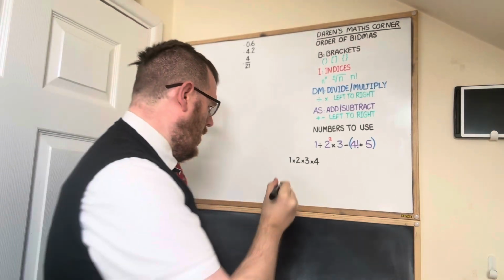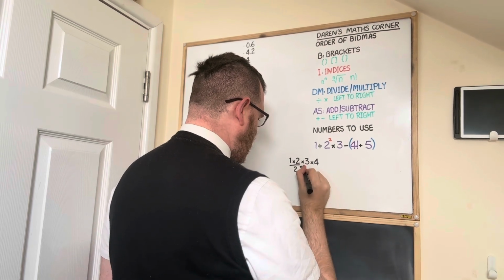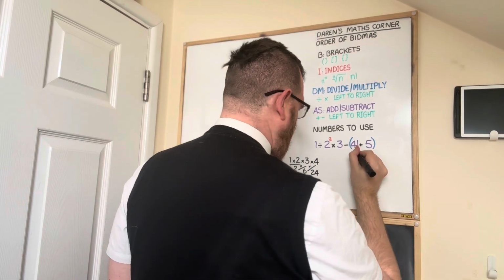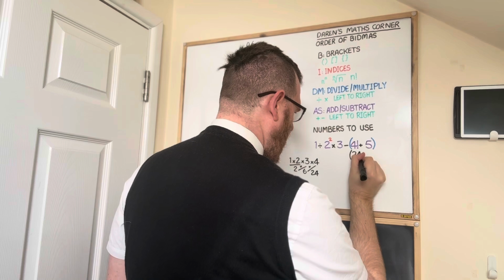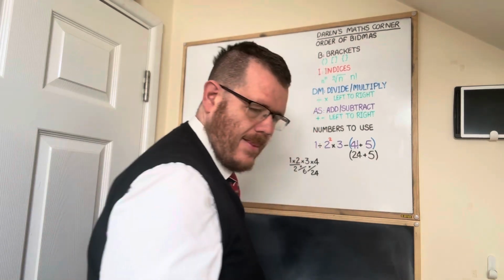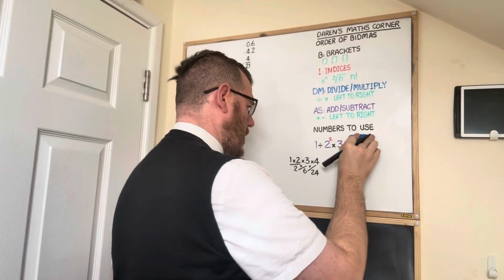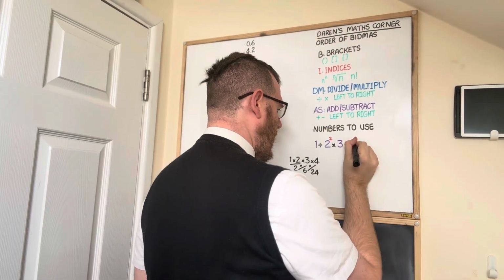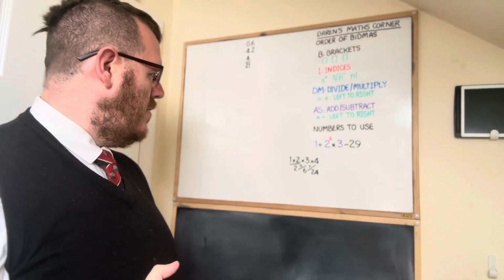Up to 4. That's 2. Obviously that is 6. And that is 24. So we then have 24 plus 5, to which then becomes 29. We're going to end up with a minus number this time. But by how much I don't know.